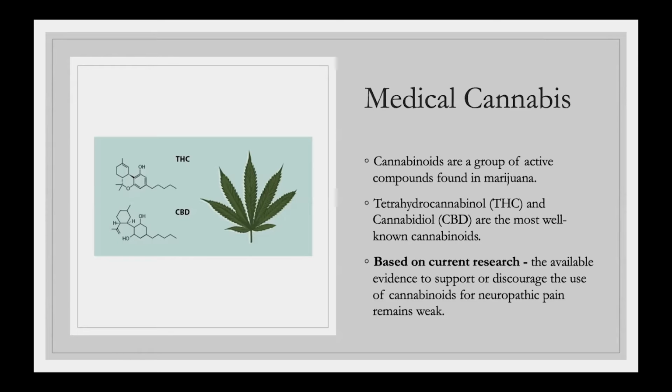A little bit of background: marijuana has 2 main active components. One would be THC, tetrahydrocannabinol, and the other is CBD, or cannabidiol. THC is the one we typically associate with the euphoric effects of marijuana, getting you high. Whereas CBD is thought to be more the one that could potentially decrease pain.